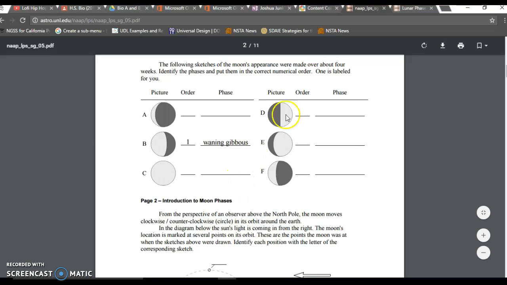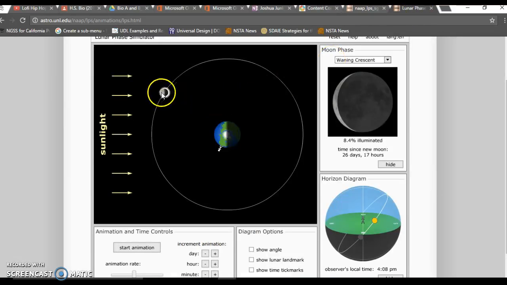and complete the rest on your own just by completing the cycle. Continue going around the orbit and let it do its thing. But make sure to get the proper name for the phase.